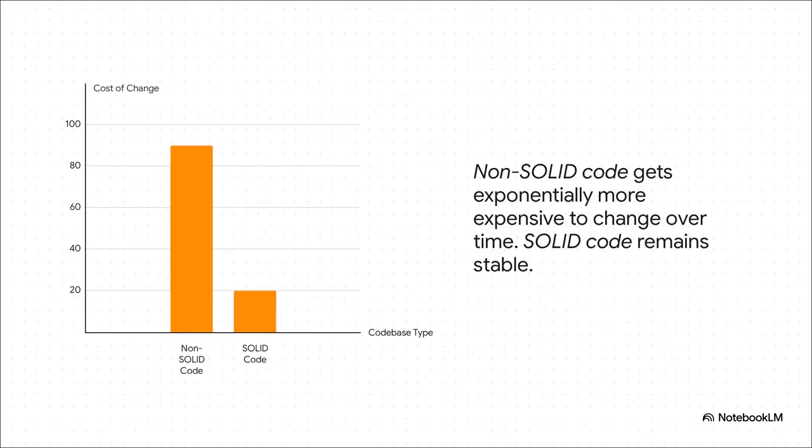And this chart, this really brings it home. It shows you the economic reality over time. Look at that bar for non-SOLID code. The cost to make a change just keeps going up and up and up. It gets exponentially more expensive. But that other bar for SOLID code? The cost stays low, stable, and predictable. You're basically future-proofing your investment, protecting your ability to evolve without going bankrupt.